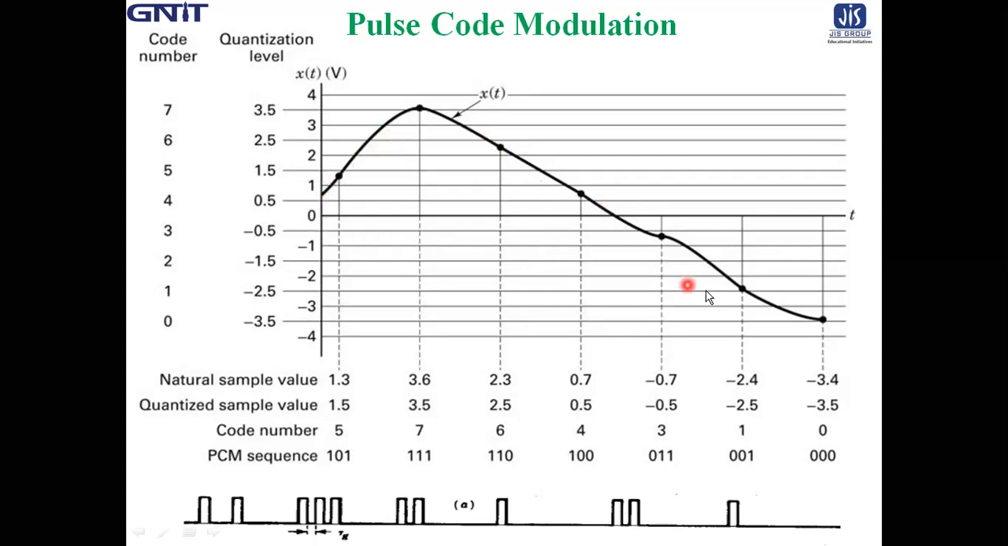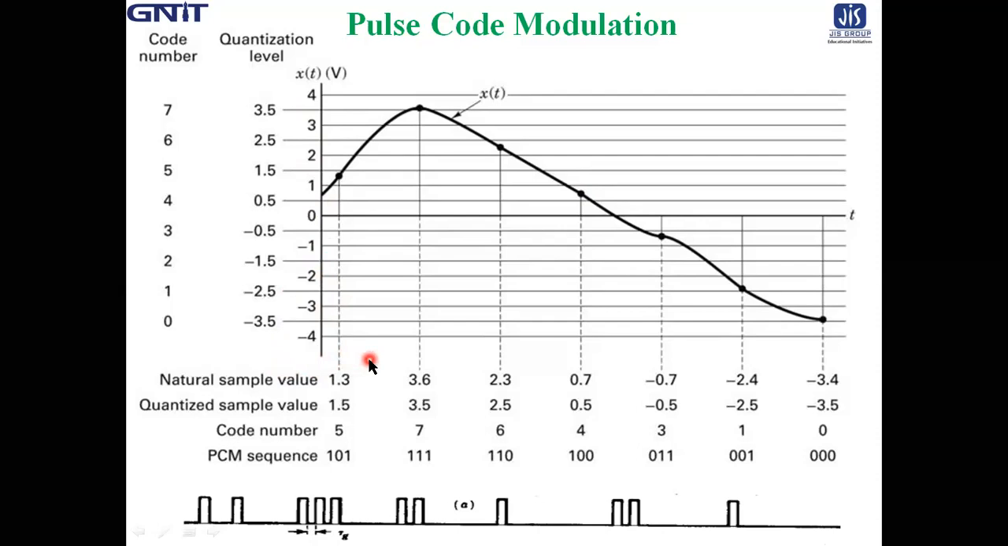Suppose that this is a message signal x(t) and it comprises a voltage level from minus 4 volt to plus 4 volt. So according to the quantization, first we divide the voltage range into M number of equal divisions, like minus 3 volt, minus 2 volt, minus 1 volt, 0, plus 1, plus 2, plus 3 and plus 4 volt. So total divisions are 8.